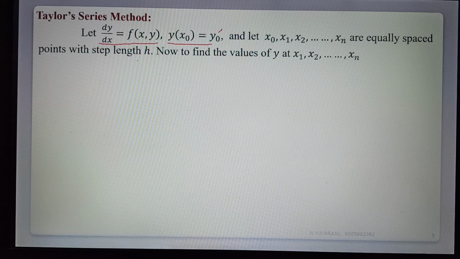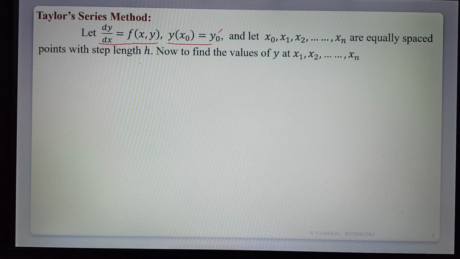Now we have to find the values of y at x1, x2, up to so on xn. You are given the initial condition y naught at x naught. Next we have to find y of x1, y of x2, up to so on. So in this method, how do we find them? See that.